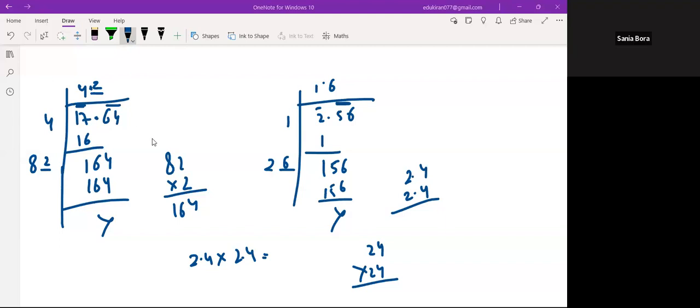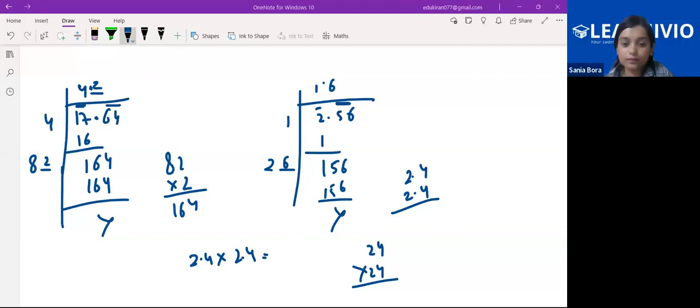Yes, Chakrika, now you can ask your question. Ma'am, I have a question about the cube root. So don't ask that yet. When we do cube root, then you can ask. Okay?